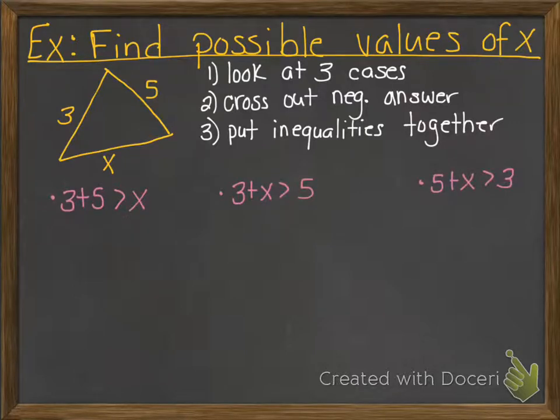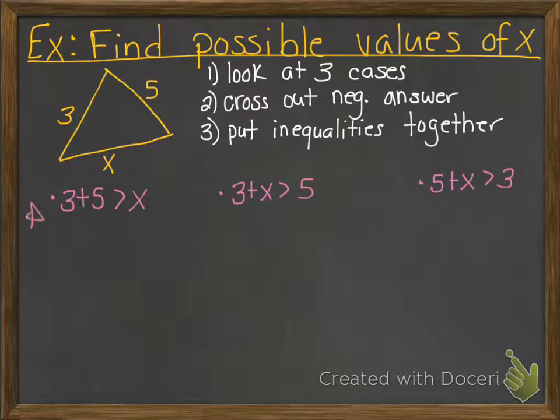Alright, so what I've written down are my 3 cases. I've added 3 plus 5, and I know 3 plus 5 must be bigger than x. I know 3 and x must be bigger than 5, and I know that 5 plus x must be bigger than 3. So what I'm going to do is solve for x for all these inequalities. I'm going to cross out my negative answer, and then I'm going to put my inequalities together.